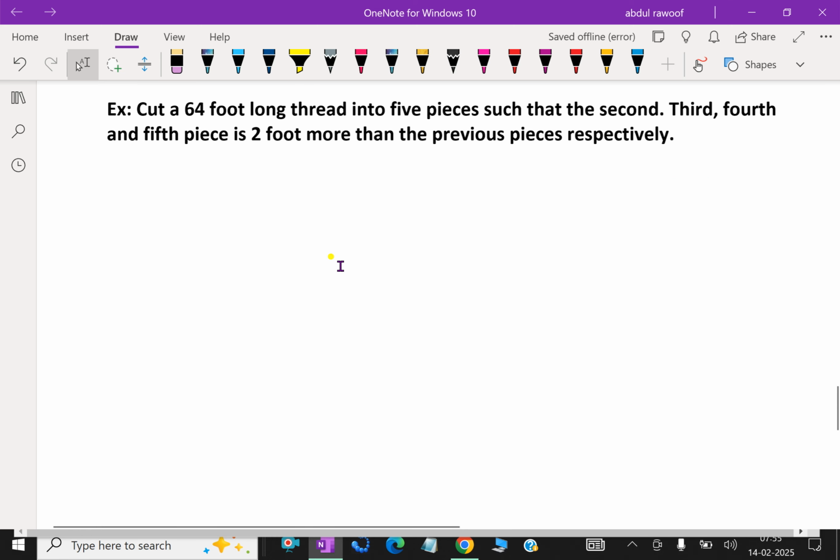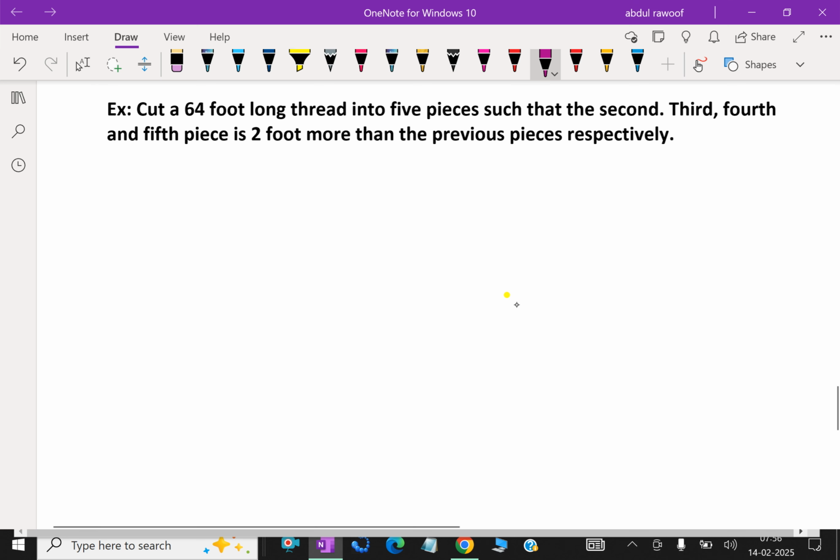Second question, look here. Cut a 64-foot long thread into 5 pieces such that the second, third, fourth and fifth pieces are 2 feet more than the previous pieces respectively. That means the total length of the thread is 64 feet, and you have to cut 5 pieces.